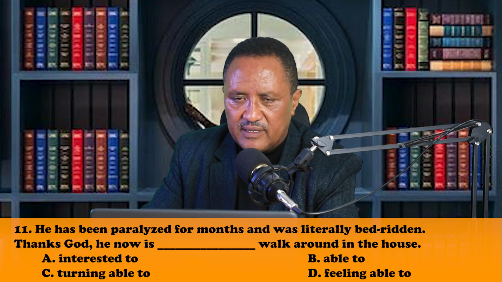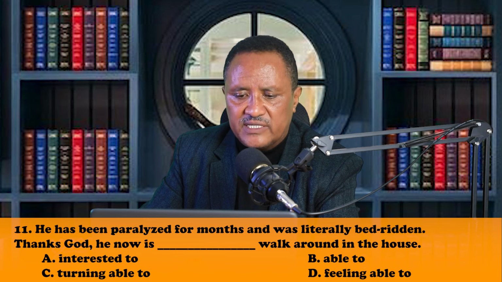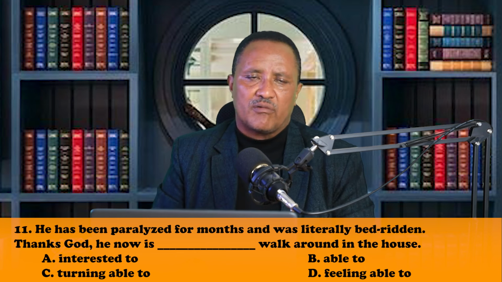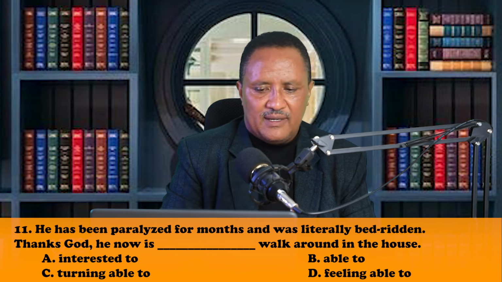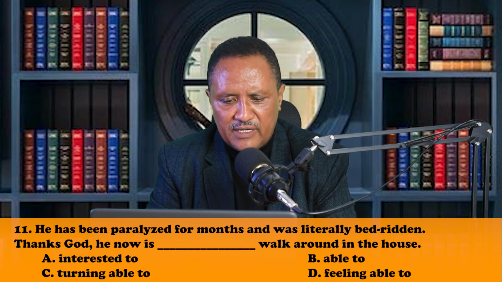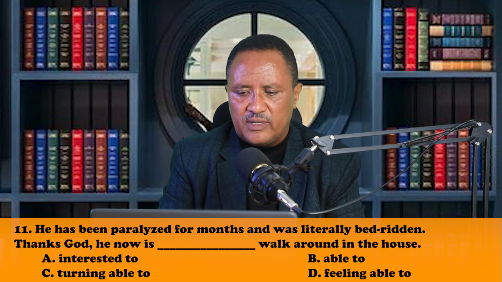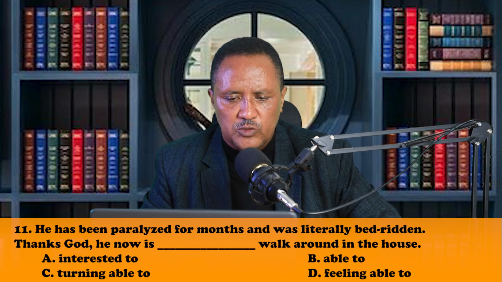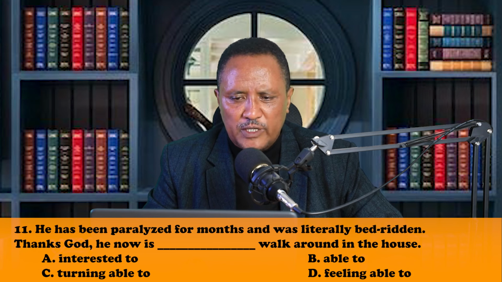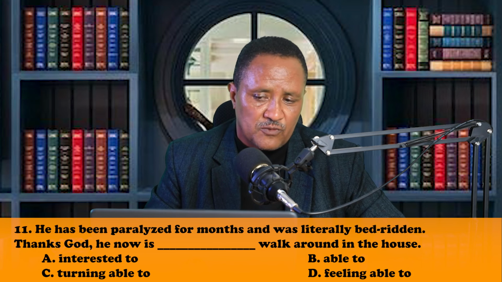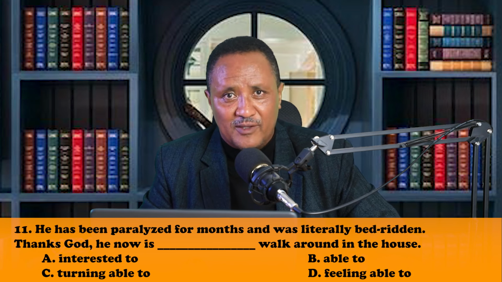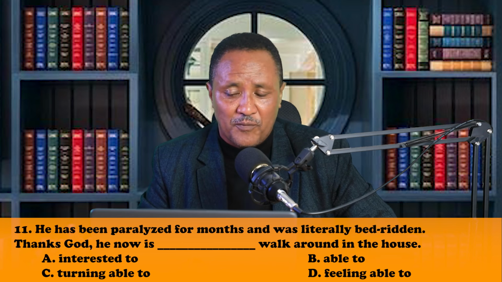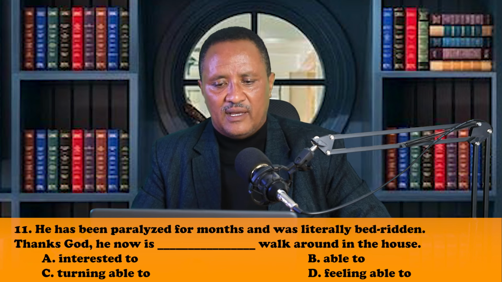Thanks God. He now is dash walk around the house, right? Now still there are 4 choices given. A, interested to. B, able to. C, turning able to. D, feeling able to. So which one do you think is the correct answer? Students, of course, you might be contemplating by your own, I hope, right? You might be contemplating by your own.